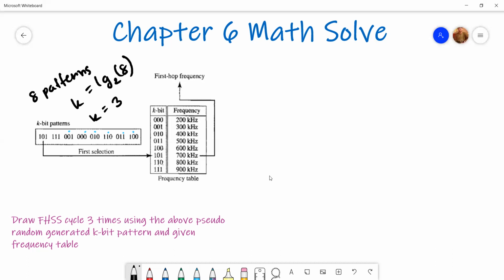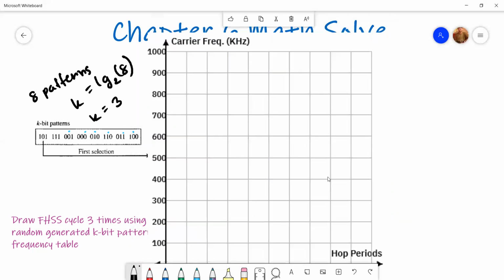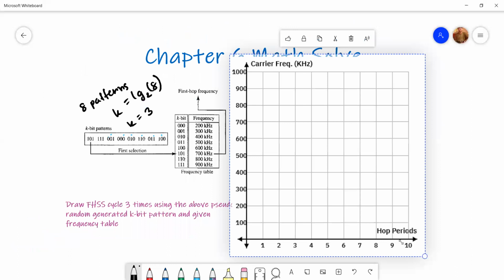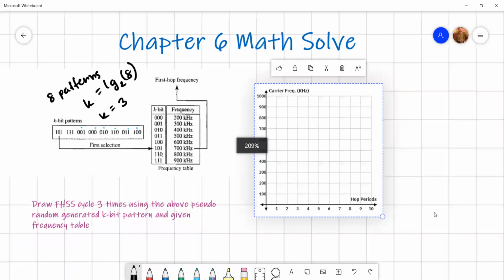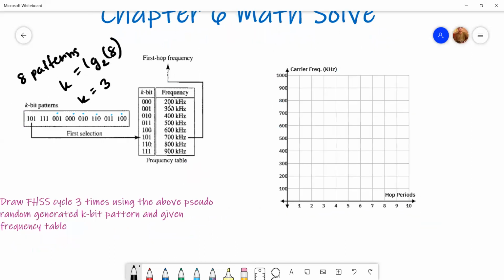Enough rambling, let us get started directly with our question. The question says: draw the FHSS cycle 3 times using the above pseudocode random generator, k-bit pattern and given frequency table. We're going to make an XY grid. If the exam gives graph paper, you can use it; if not, draw something like this. The x-axis will contain the hop periods, or the number of patterns, and the y-axis the carrier frequency.